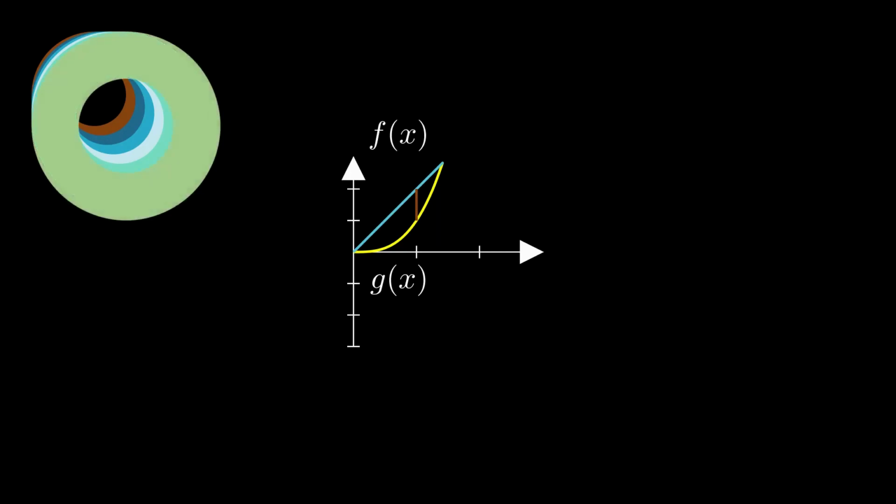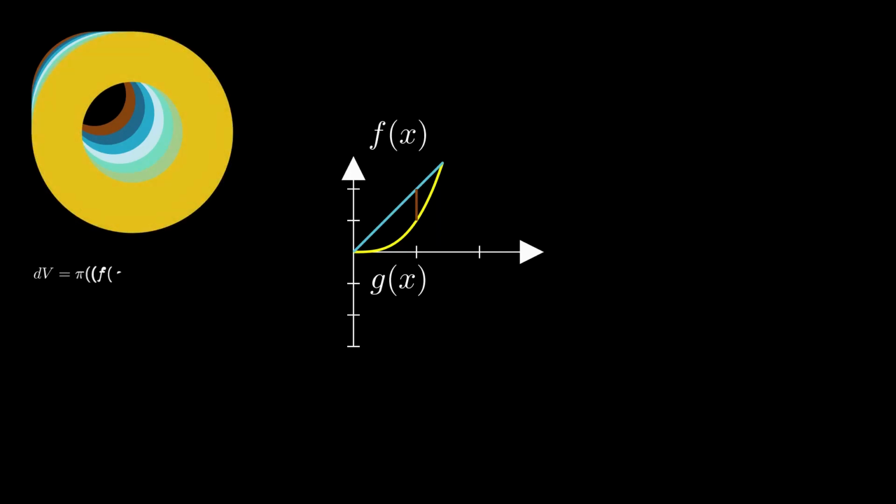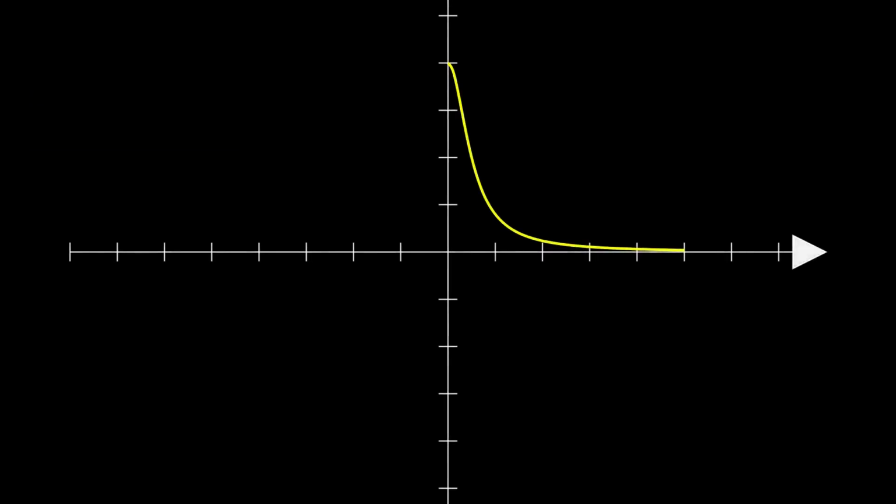Now, the volume of a single washer is pi times the upper radius squared minus the lower radius squared, times the thickness dx. Now, if we integrate the volume of all of those washers, we will get the total volume of the solid.